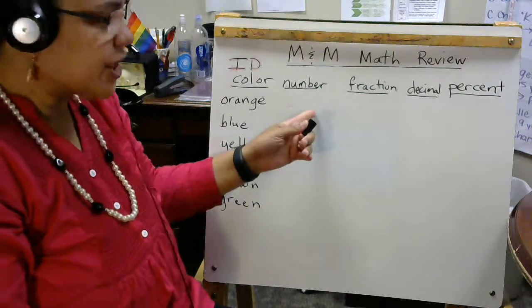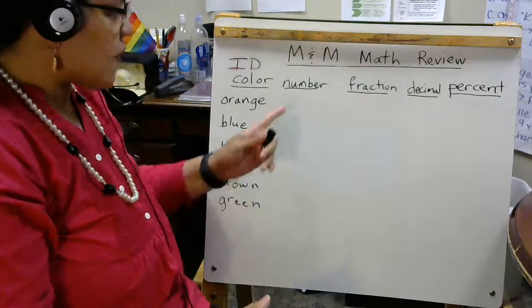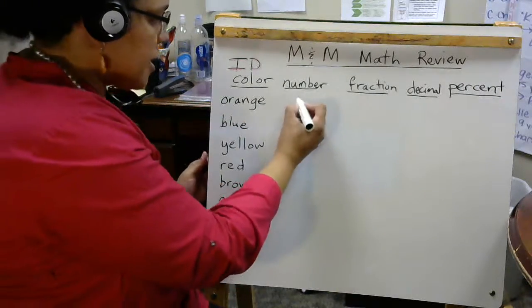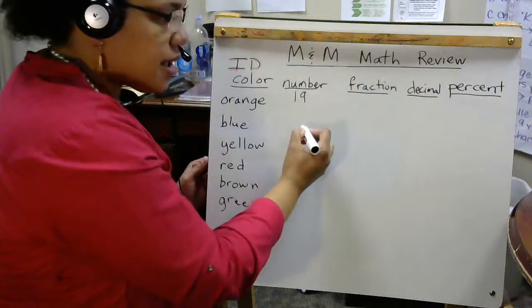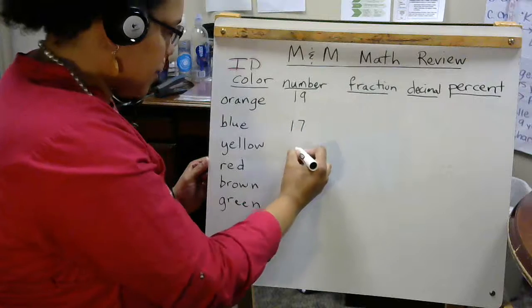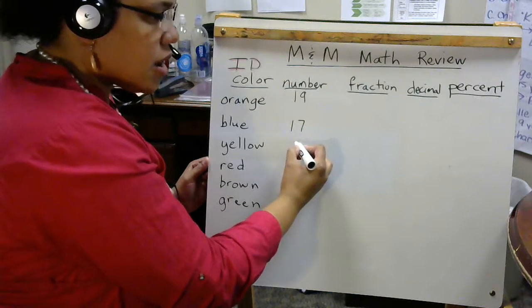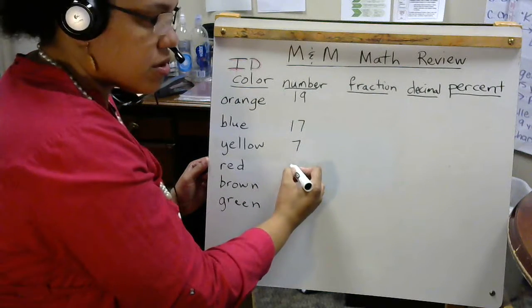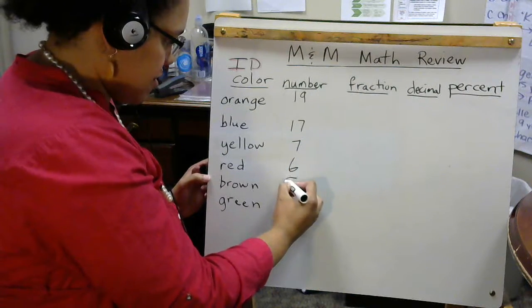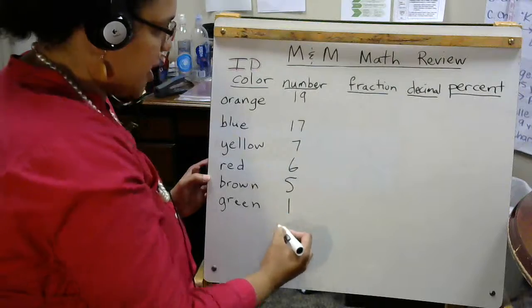Okay, so the number, I'll just write the number of M&Ms here. 19 orange, 17 blue, 7 yellow, 6 red, 5 brown, and 1 green. Okay.